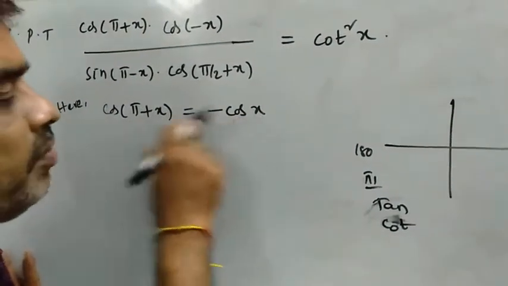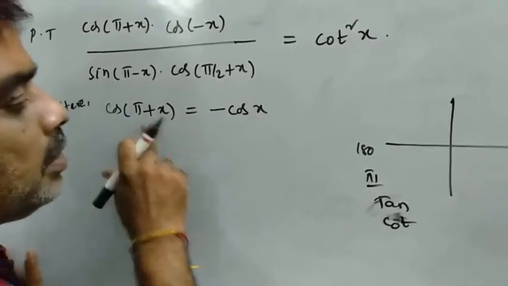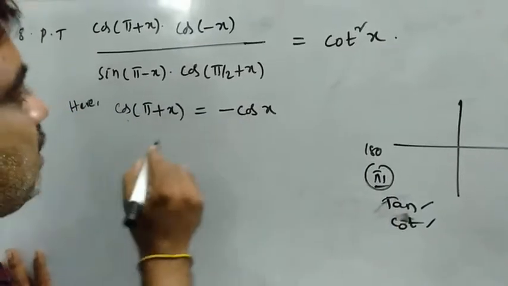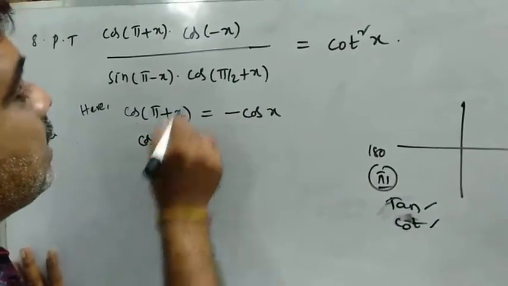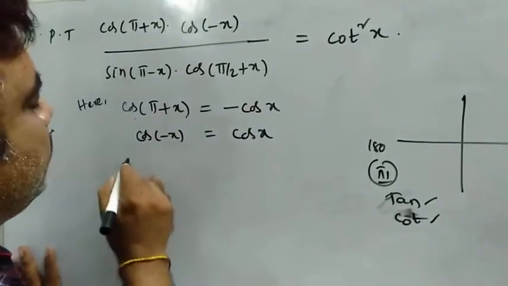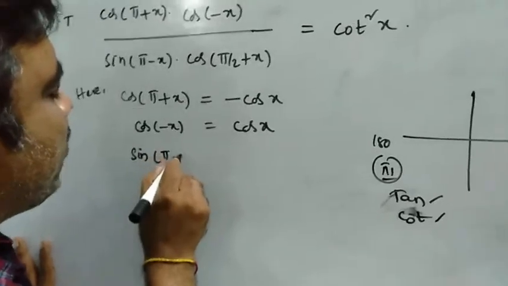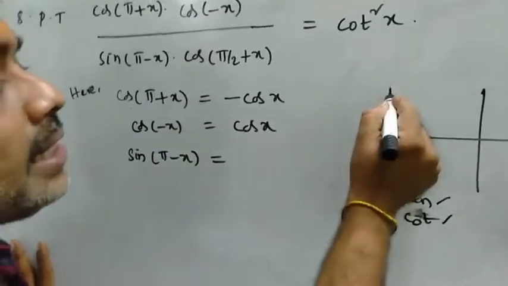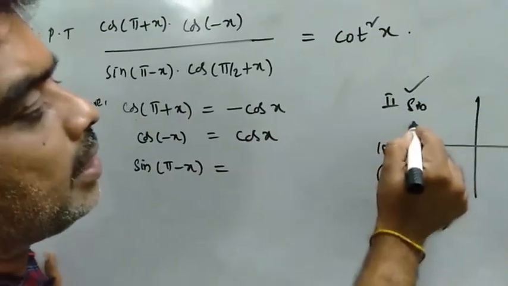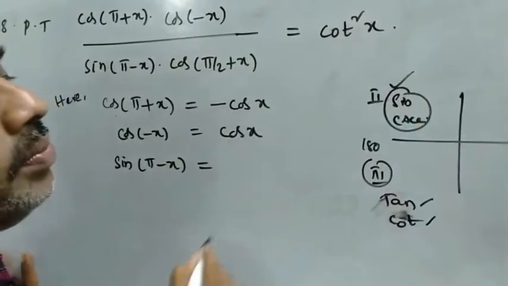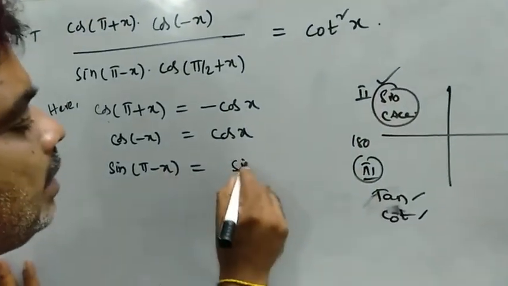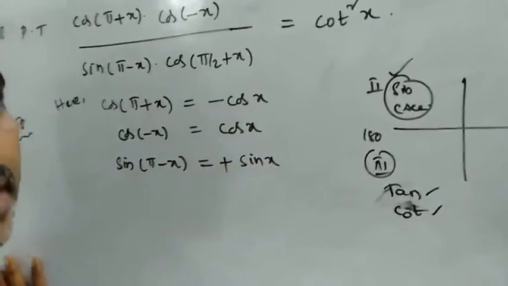180 means you will get the same function, cos is same as cos x. Here in the third quadrant only tan and cot are positive, cos is negative, so minus. And cos minus x, second term. Cos minus theta is cos theta, so the value is cos x. And the third one, sin pi minus x. Sin pi minus x means it will come in the second quadrant. So here sine and cosecant are positive. Sine same as sine, and you will get positive sine here.